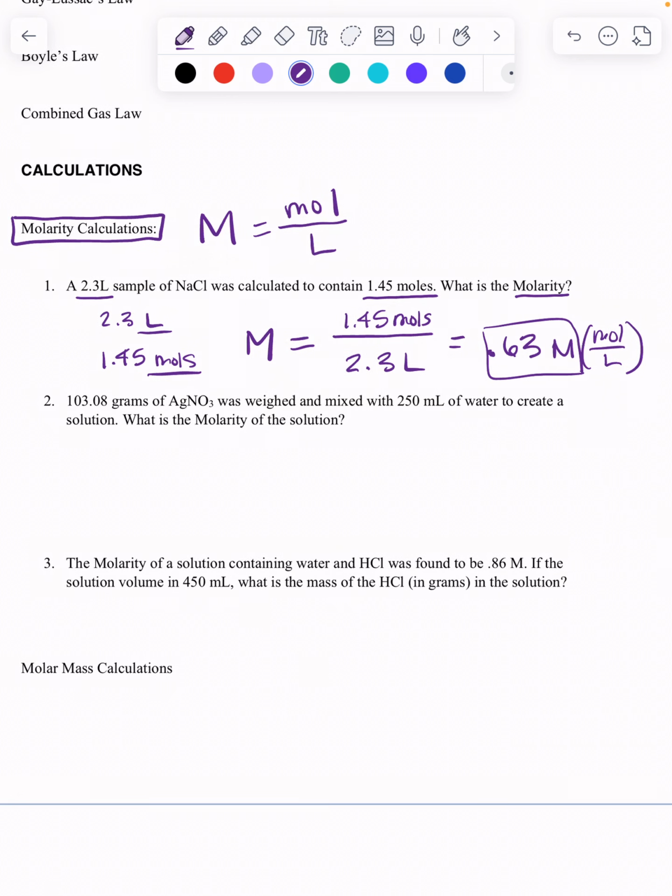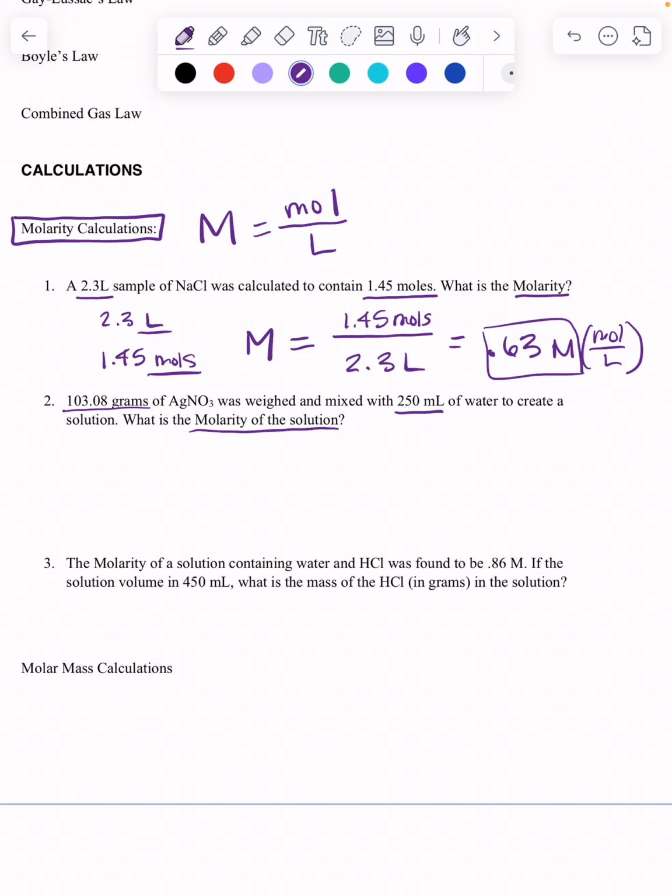So looking at the next one, 103.8 grams of silver nitrate was weighed and mixed with 250 milliliters of water to create a solution. What is the molarity of the solution? So again, they're asking for big M, which is moles per liter. But if I look in this problem, I do not have moles and I do not have liters. So I need to do some conversions.